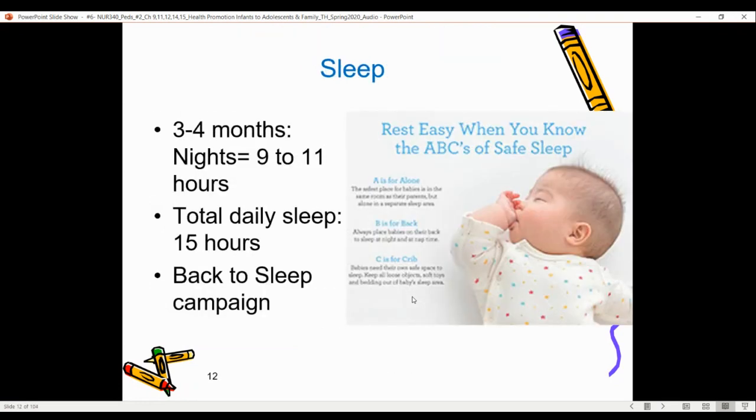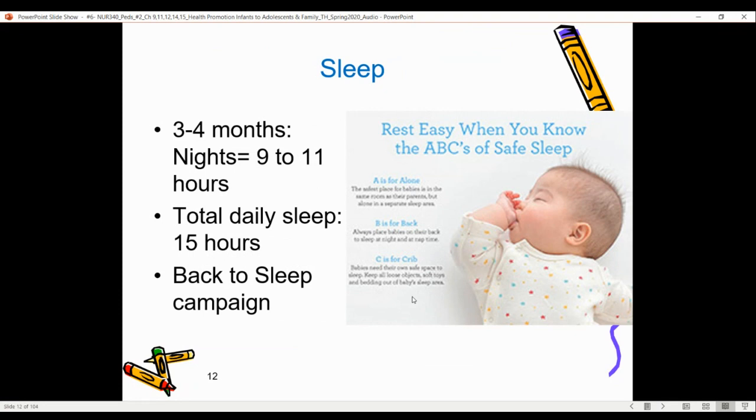All right, sleep at this age. So the first 3 to 4 months, they're sleeping 9 to 11 hours a night. It is not solid sleep at this age, and it shouldn't be solid sleep at this age. They need to eat every 3 to 4 hours overnight for that rapid growth that they're having. So we want them to wake up and feed and sleep and feed and sleep. So that 9 to 11 hour period, they basically wake up, feed, sleep, wake up, feed, sleep.